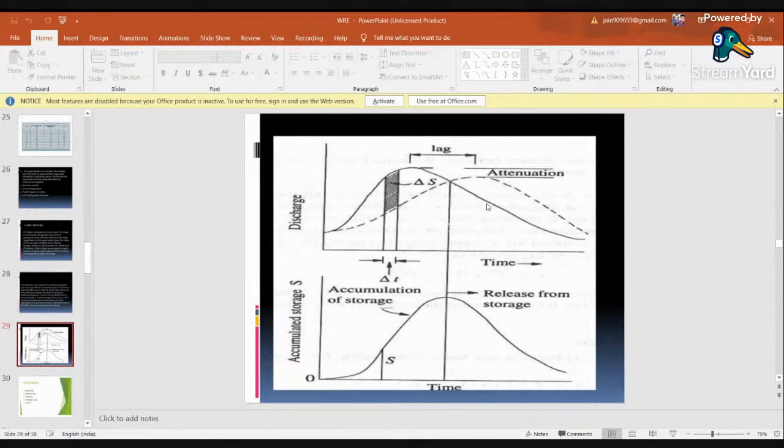So here, see in this figure, figure 1 is a basic figure. If we try to attenuate the peak flow, and we try to lag the time period of the attenuated peak flow, then this is your flood routing.